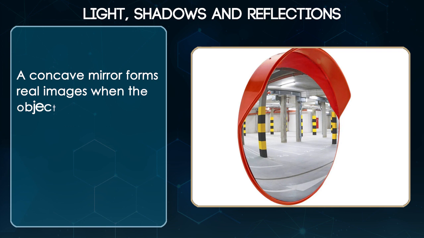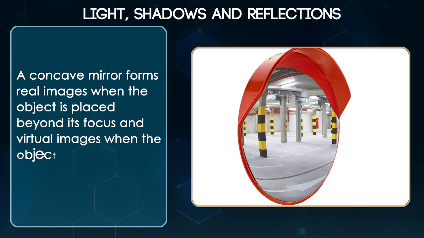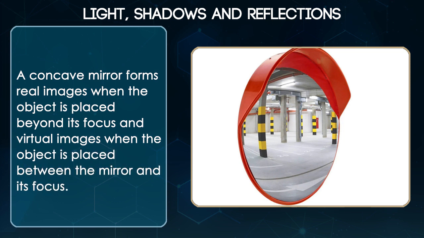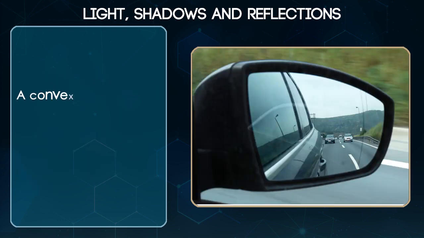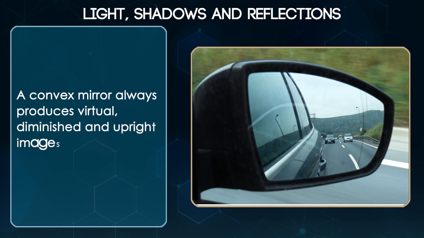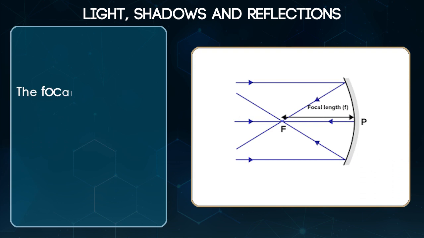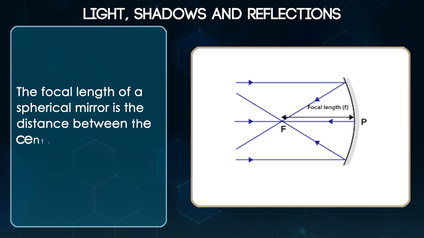A concave mirror forms real images when the object is placed beyond its focus, and virtual images when the object is placed between the mirror and its focus. The convex mirror always produces virtual, diminished and upright images of objects. The focal length of a spherical mirror is the distance between the center of the mirror and its focus.